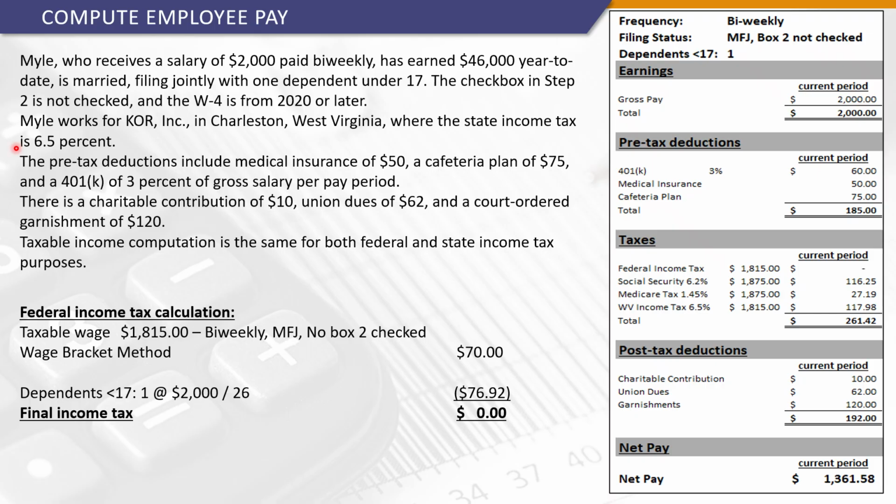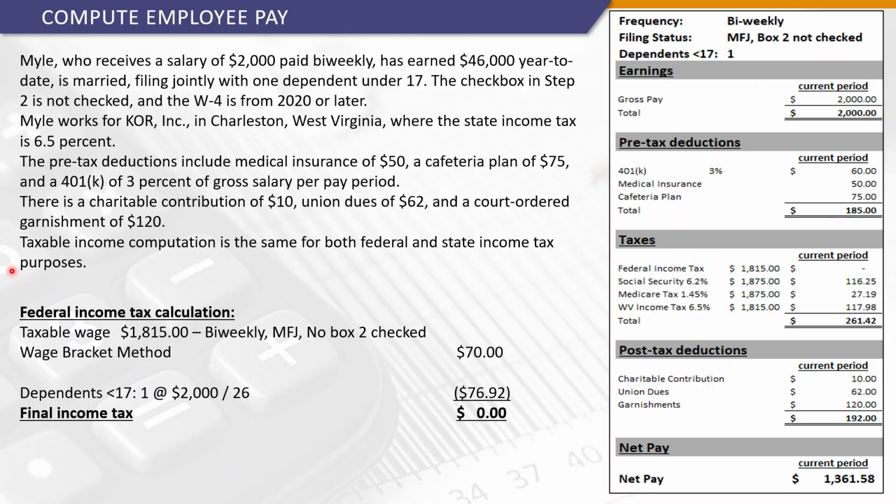The pre-tax deductions include medical insurance of $50, a cafeteria plan of $75, and a 401k of 3% of gross salary per pay period. There's a charitable contribution of $10, union dues of $62, and a court-ordered garnishment of $120. Taxable income computation is the same for both federal and state income tax purposes.